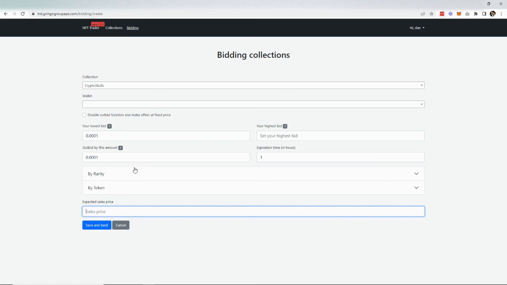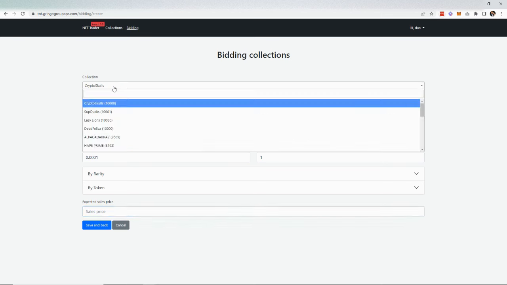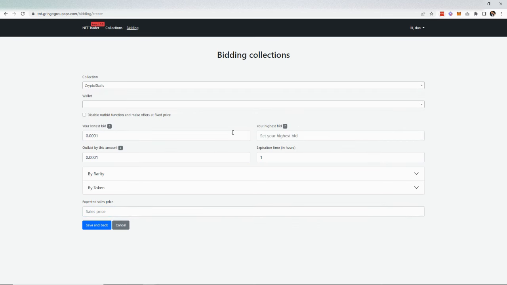It's super easy. But the question you might be thinking about is, how do I know which collection to bid on and how do I know how much to bid? Well, let's go through that now.